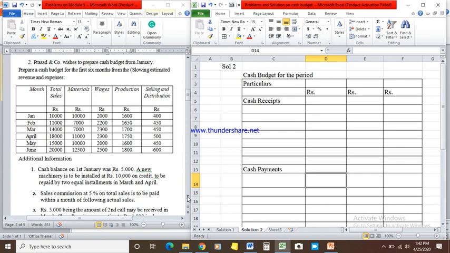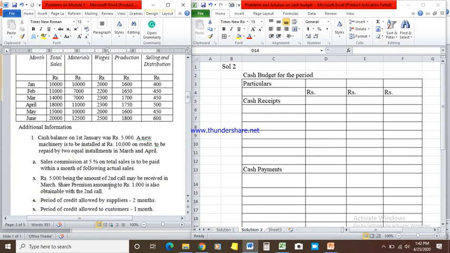Rupees 5,000 being the amount of the second call may be received in March. Share premium amounting to rupees 1,000 is also obtainable with the second call. So this is one cash inflow on account of the second call. The company is going to receive 5,000 rupees. At the same time, the share premium amount also will be received.